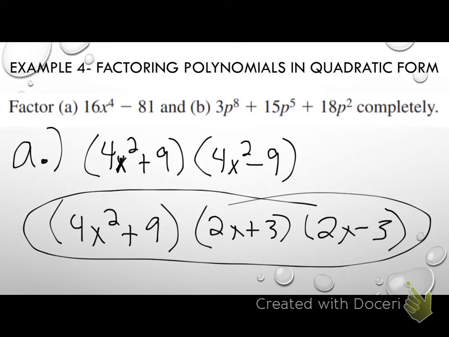Any questions on letter A? Don't forget about the difference of two squares. It's pretty easy to factor. You just got to take the square root, one's plus, one's minus. Okay? Can I erase and move to B?